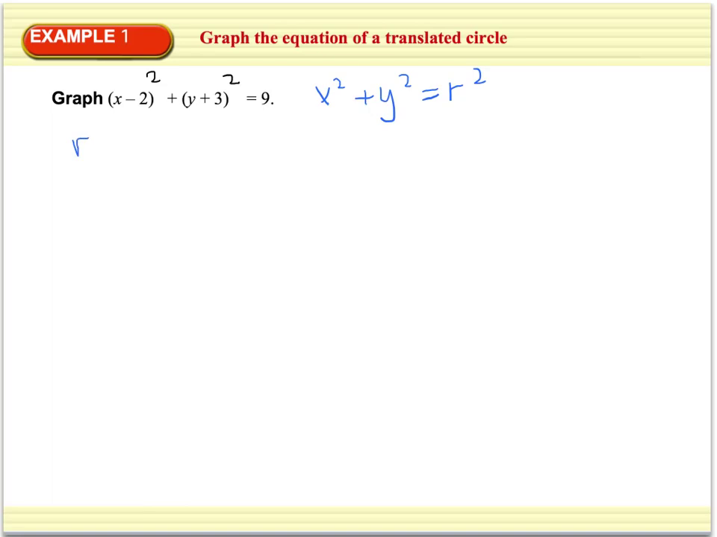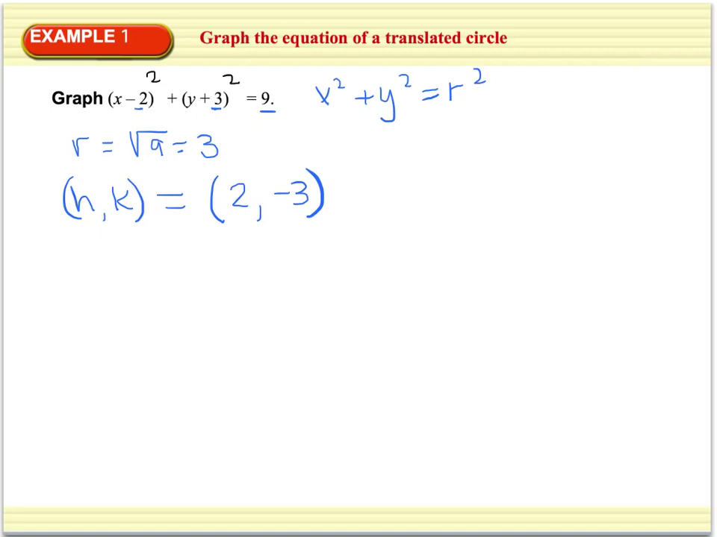So now our radius is this right here. That's our r squared value. So if I want to find the actual radius, I'm going to take the square root of 9, which is 3. And then I have to identify the center point, or my (h, k). h comes from our x value, and k comes from the y. So I see that I have a center point at 2, -3.